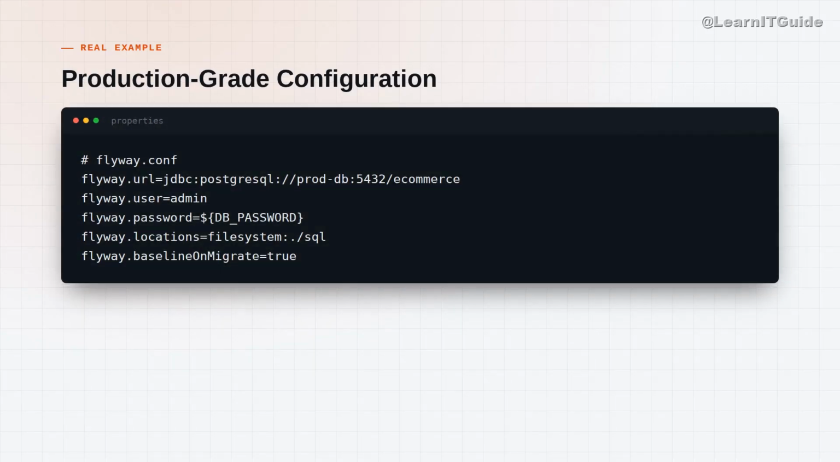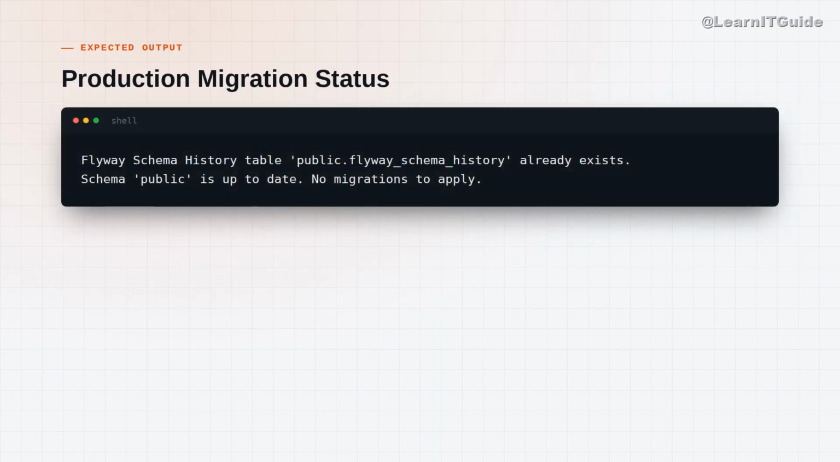In production, you never type passwords in the command line. Use a configuration file. Notice the baselineOnMigrate setting. This is crucial if you are adding Flyway to an existing non-empty database. It tells Flyway to treat the current state as the starting point. This is the ideal state. When you deploy, Flyway runs, sees everything is at the latest version, and exits safely without modifying anything. This is exactly what you want in your CI/CD pipeline.